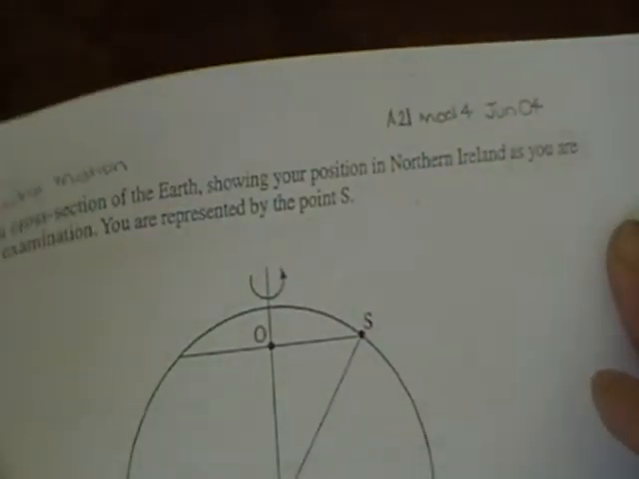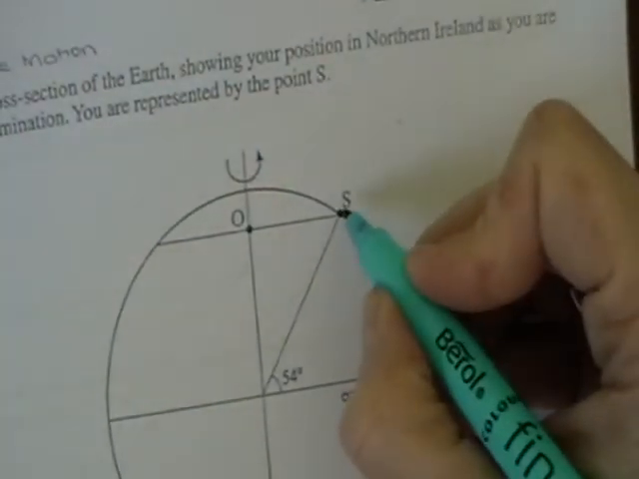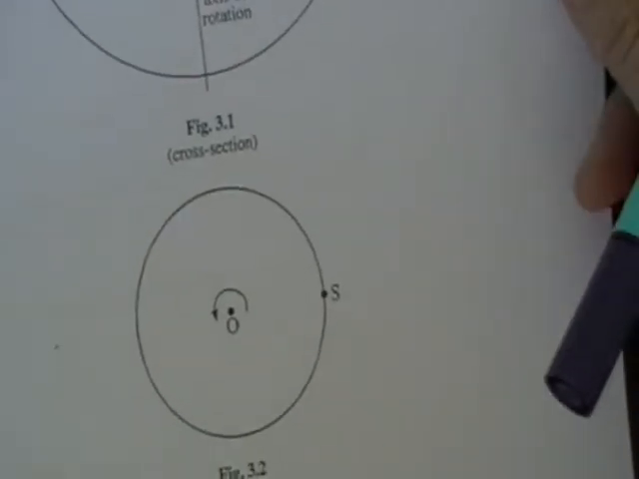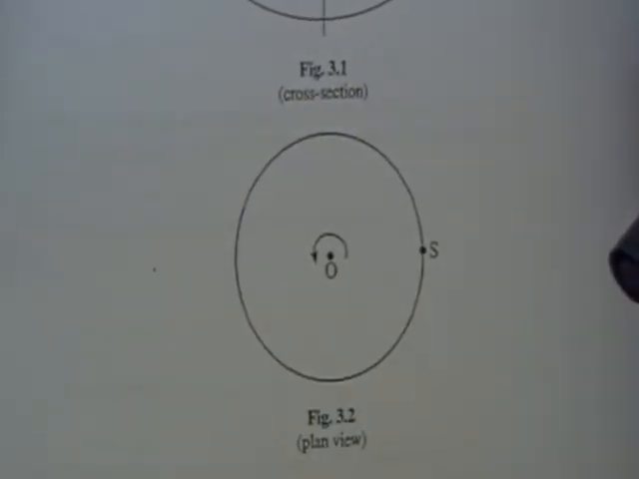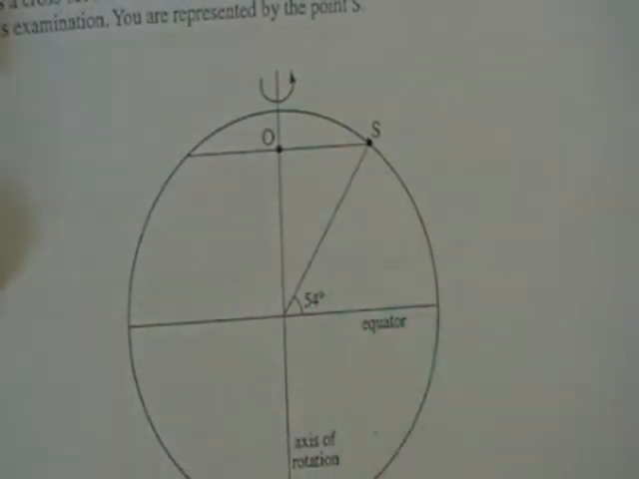Figure 3.1 is a cross-section of the Earth showing your position in Northern Ireland, 54 degrees north. As you're taking this exam, you're represented by the point S. Northern Ireland is at latitude 54 degrees north from the equator, as shown in figure 3.1, which is this one again. So there's our 54 degrees.